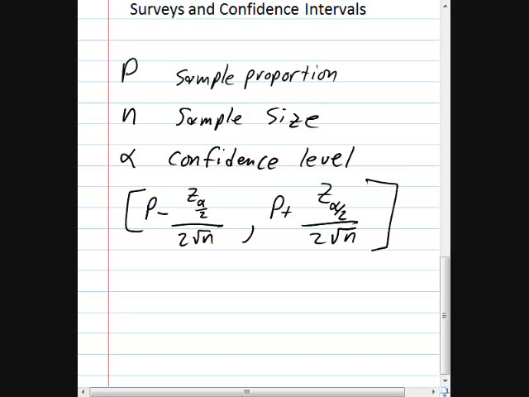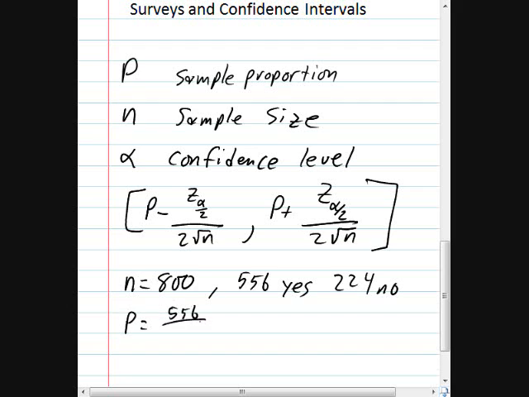Let's look at an example which will help us understand exactly what this means. Let's suppose we conducted a survey and there were 800 people in the survey. 556 said yes and 224 said no to the survey. Our sample proportion P is equal to 556 divided by 800, which is equal to 0.695. So roughly 70% of the people said yes to our survey. Recall, though, that the 800 people are only a sample of the true population.